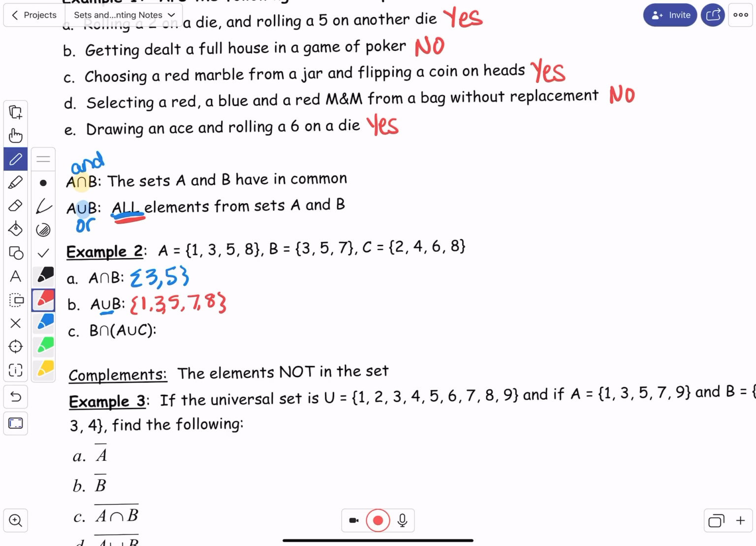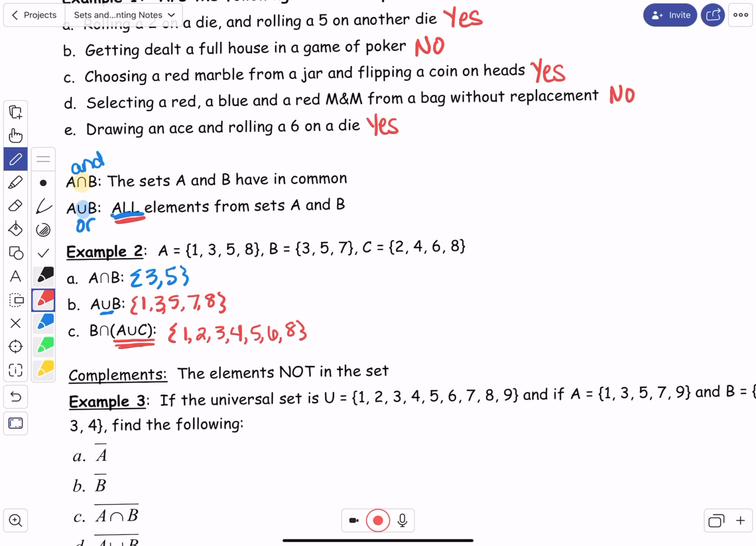Now C is a combination. So what I'm going to do first is I'm going to kind of treat this like order of operations. So I'm going to do my parentheses first. So in this one, I'm going to list everything from A and C first. I'm going to do that first. It's like a two-step process. So I'm going to list everything from A and C. So that's going to be 1, 2, 3, 4, 5, 6, and 8.